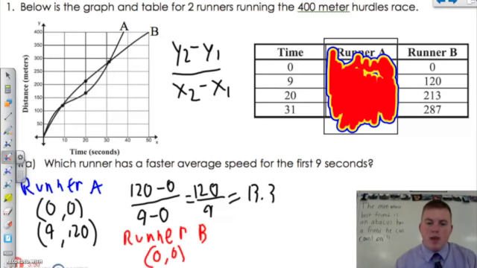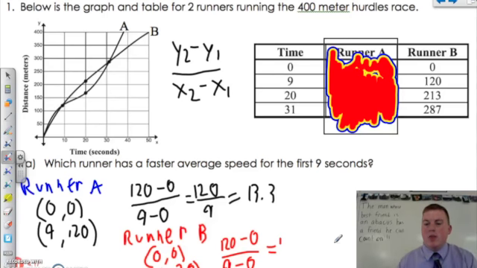Now notice this is not going to happen every time where we get the same thing. If you look here, they start to differ when you're looking at both columns. But we are going to end up doing the same thing: 120 minus 0 over 9 minus 0. And that's going to give us 120 divided by 9, which is again going to give us 13.3. So in this case, which runner had the faster average speed for the first 9 seconds? We're going to say that it was a tie.